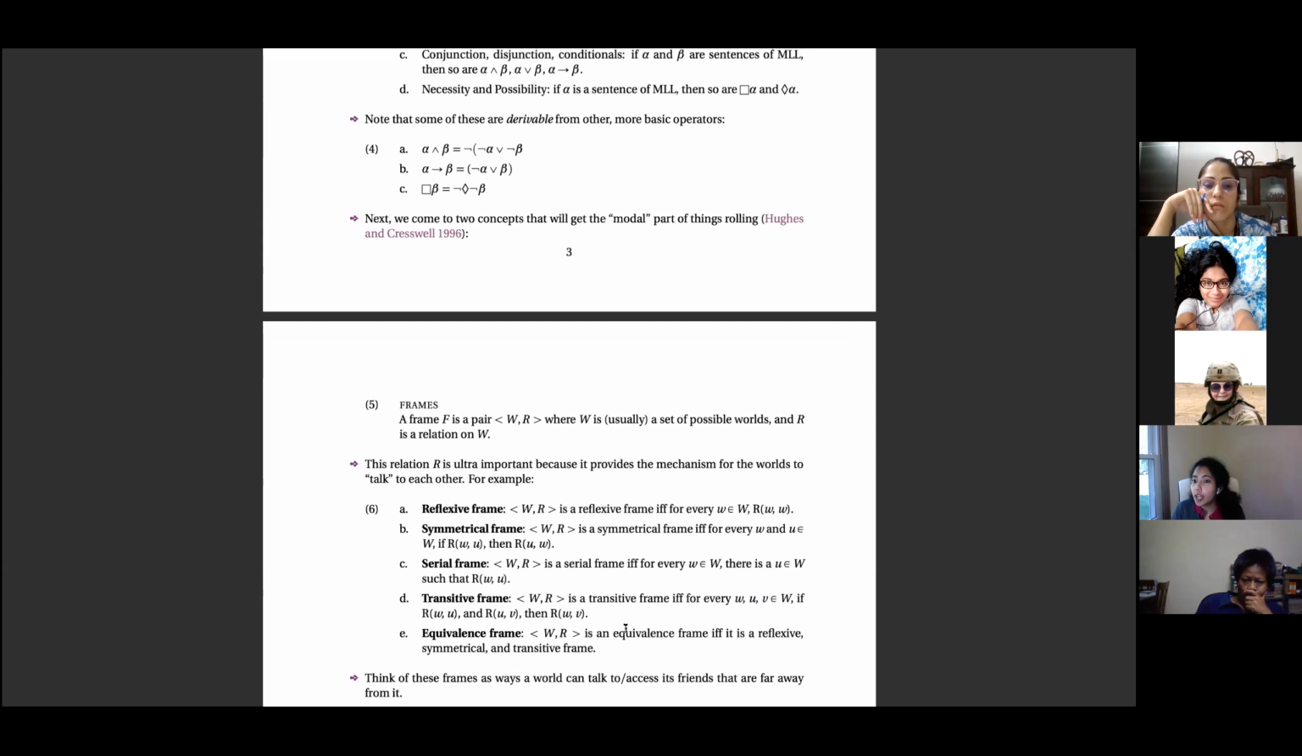And then the equivalence frame is this hard to achieve goal, but it's a frame where all of these hold, except for the seriality frame, so except for C: transitive, symmetric, and reflexive together. A frame that has the reflexive property, symmetric property, and transitive property is called an equivalence frame.